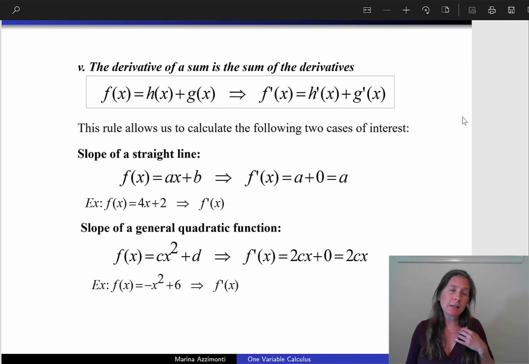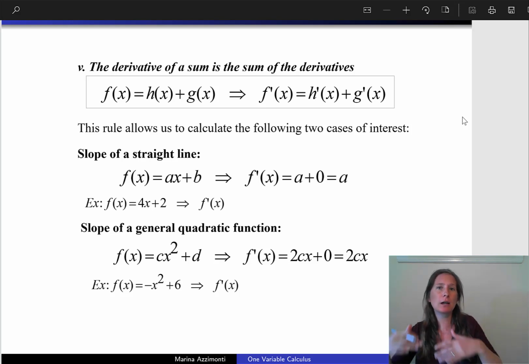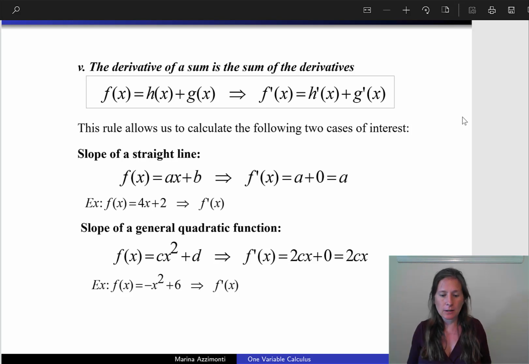Now, remember that in the previous subsection, I was talking about the fact that you can do operations with functions. You can add them, subtract them, take the ratio, etc. Well, we have also some formulas for what is the derivative of a function which is the sum or the difference between two other functions. So when you have a function f, which is the sum of two functions, h of x and g of x, the derivative of the sum is simply the sum of the derivatives.